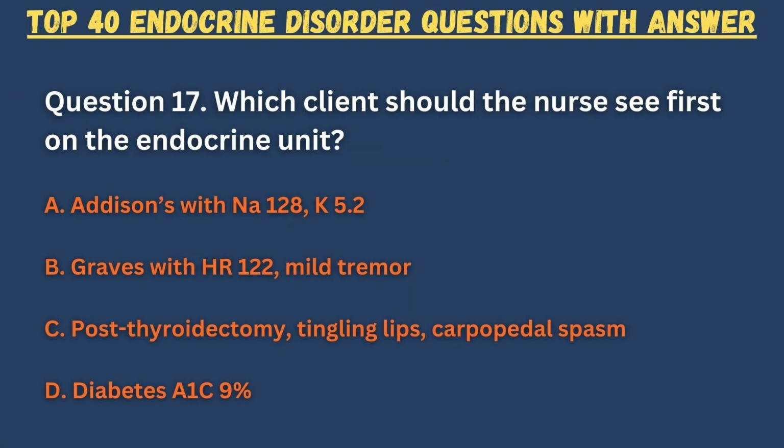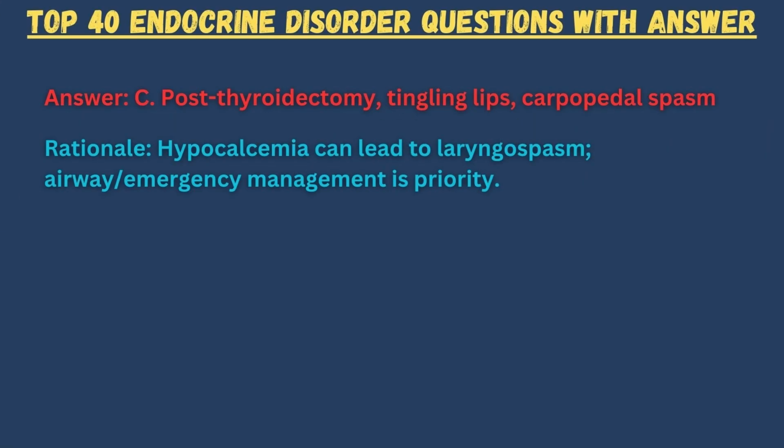Question 17. Which client should the nurse see first on the endocrine unit? A. Addison's with sodium 128, potassium 5.2. B. Graves with heart rate 122, mild tremor. C. Post-thyroidectomy, tingling lips, carpopedal spasm. D. Diabetes A1C 9%. Answer: C. Post-thyroidectomy, tingling lips, carpopedal spasm. Rationale. Hypocalcemia can lead to laryngospasm. Airway or emergency management is priority.